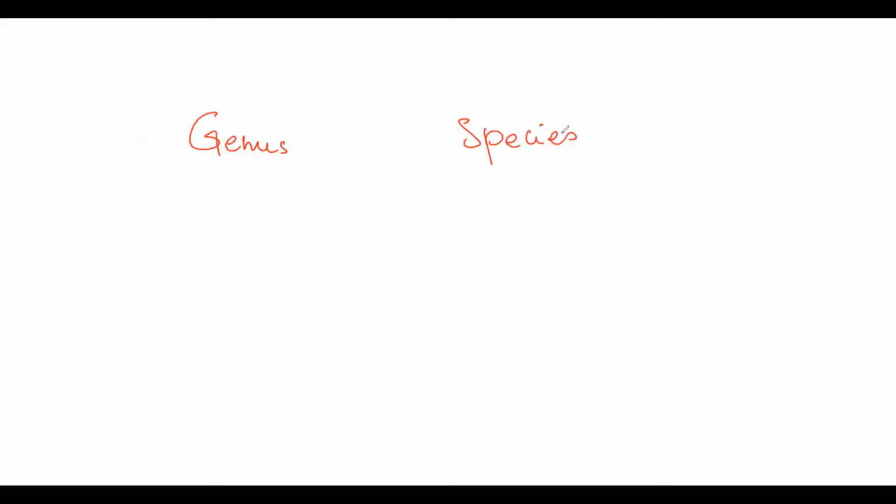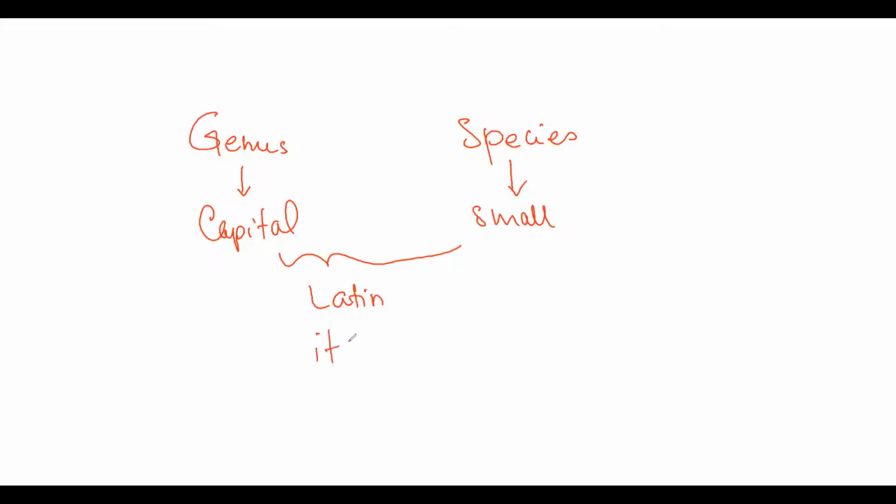It's not only that he gave two names, but he put certain rules to follow for giving these names. The genus has to begin with a capital letter, while the species has to begin with a small letter. Both of them have to be in Latin, because it's not used anymore and nobody is going to modify it. And we have to write both names in italics.